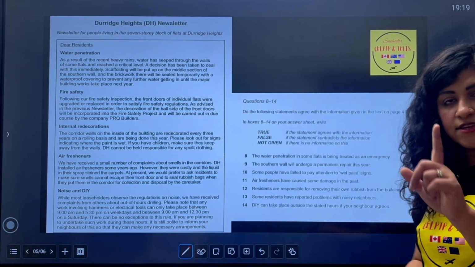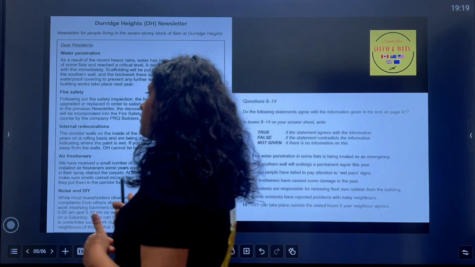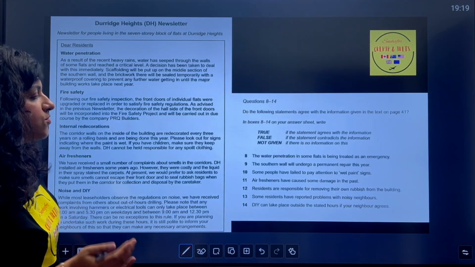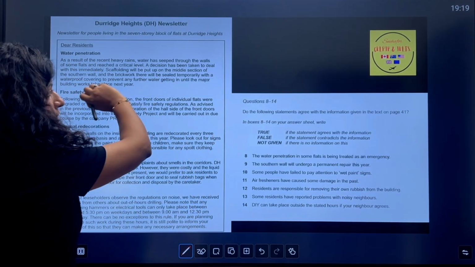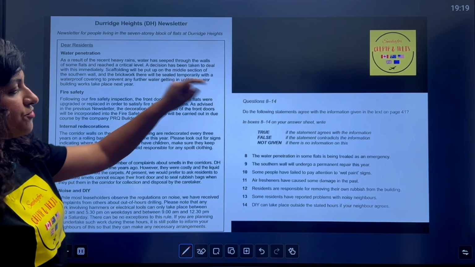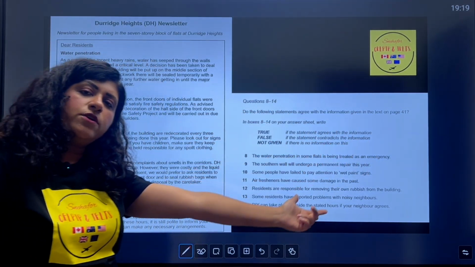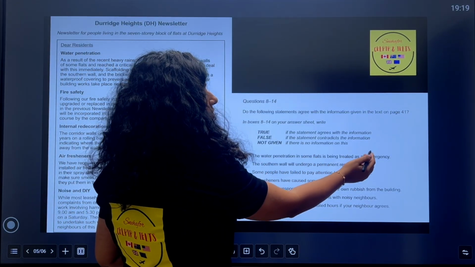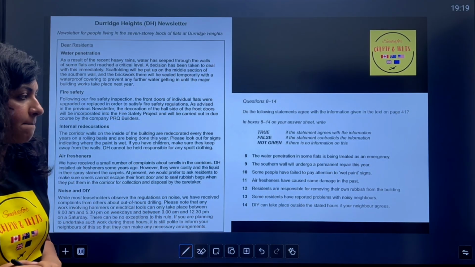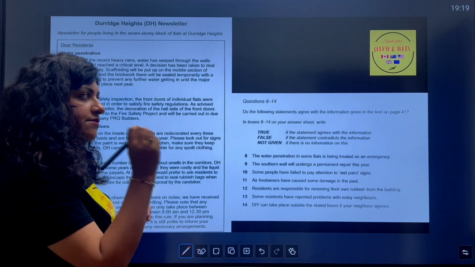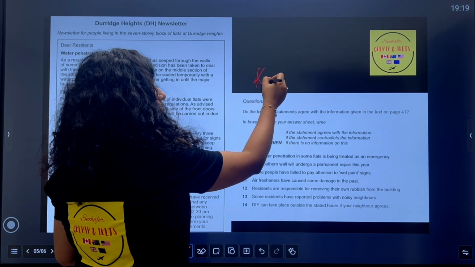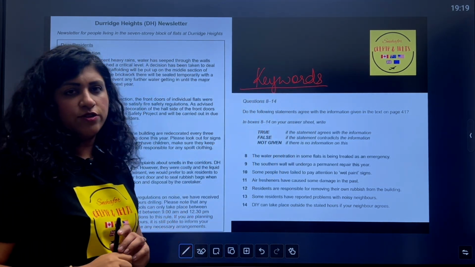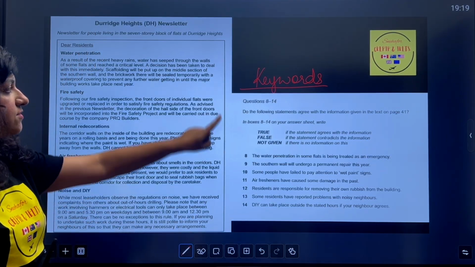Alright. So this is something that you need to remember for these types of questions. Now let's discuss actually how we solve them. So first of all, you're not going to read the text. Straight away come to the questions. Read the very first question: the water penetration in some flats is being treated as an emergency. So after reading the question, focus on keywords. Keywords means the key information that you will scan this text for.